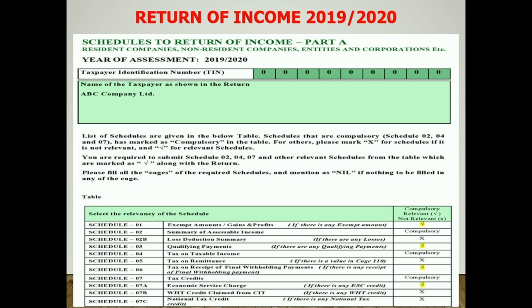Now, it's my duty to attach Schedule 1, 2, 3, 4, 6 and 7 together with Schedule 7A with the first page of the return with other attachment required by the return, required to be submitted with the return. Anyway, I don't want to fill the Schedule 2B, 5, 7B and 7C, and I don't want to attach those schedules in with my return.